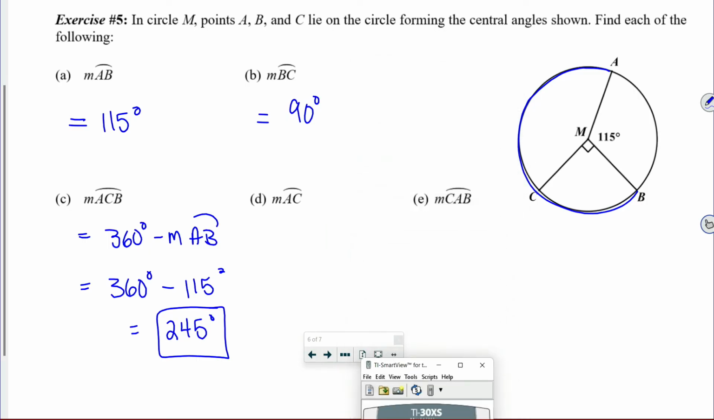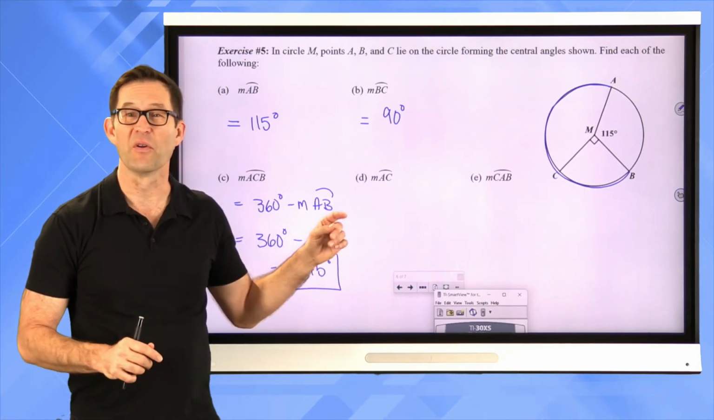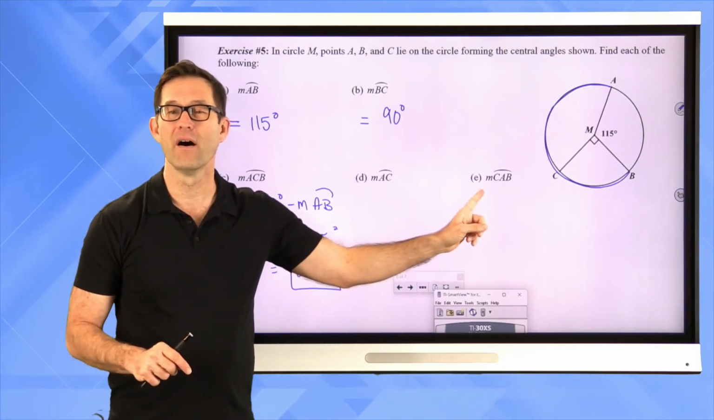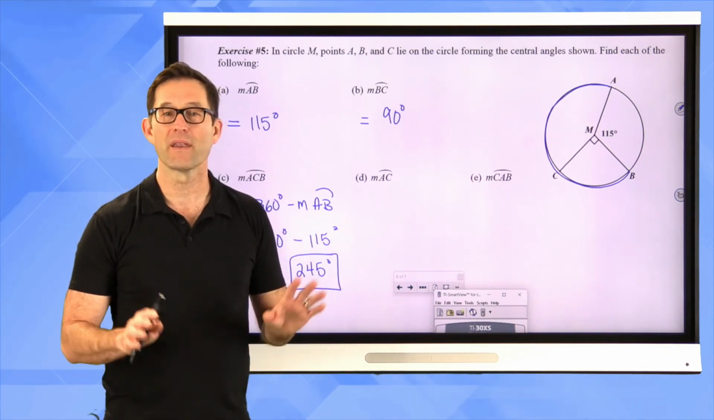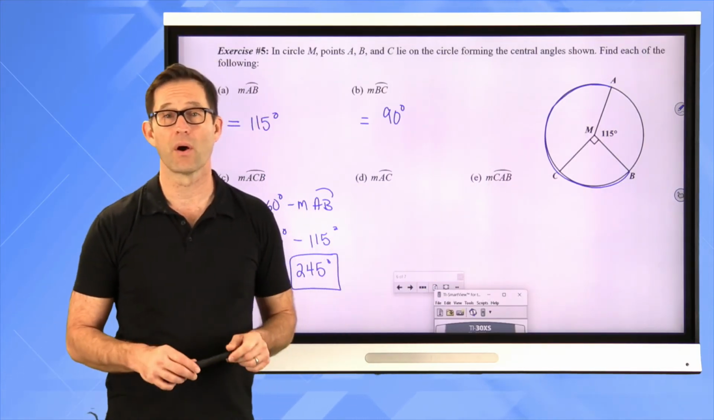All right. And finally, we want to find, not finally, we've got two more left. I want to find the measure of arc AC and the measure of arc CAB. Here's what I'd like you to do. I'd like you to pause the video now and see if you can work out what both of those arc measures are.